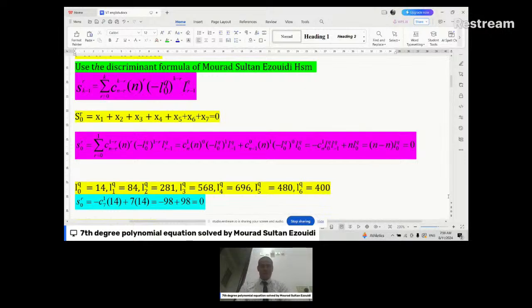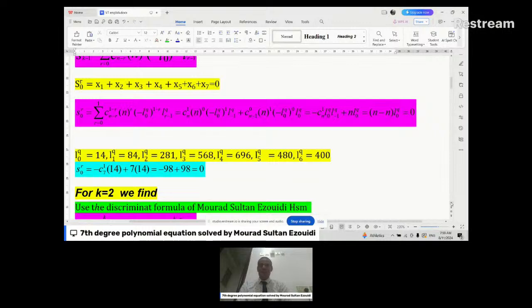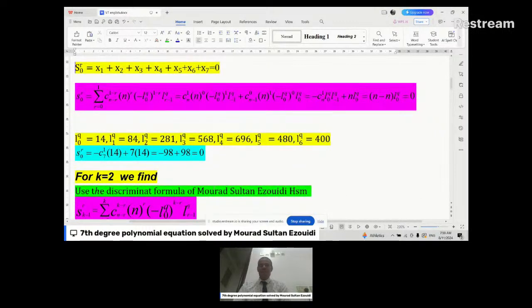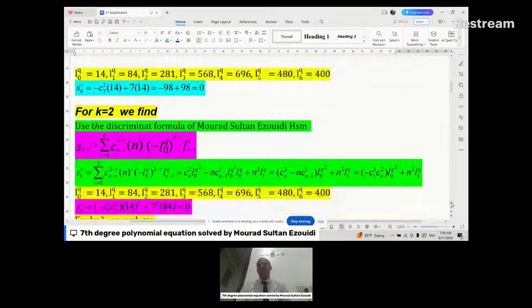Learners, we calculated the value of S0 for the R. We found that if k is 0, it will be negative 98 plus 98 equals 0. Now I'm going to find the value of the third coefficient of my new 7-degree polynomial equation that has roots x1, x2, x3, x4, x5, x6, x7.